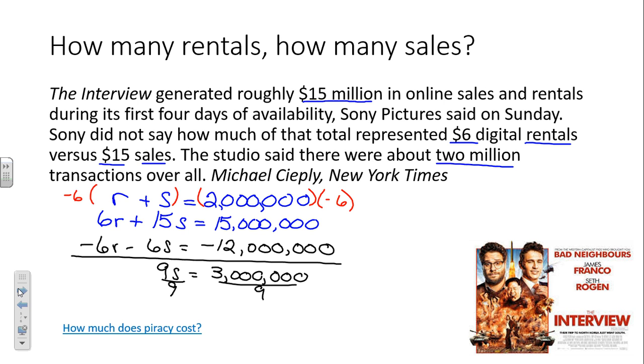And what do we get? $1,666,000, right? Something like that? No, 33. 3 divided by 9 is 9 goes into 30 3 times, right? Minus 27 3 times, minus 27 3 times, right? So we're going to have 333,333. Okay, check my mental math there on your calculator to make sure I did that right. Okay, so that's how many sales that we had.